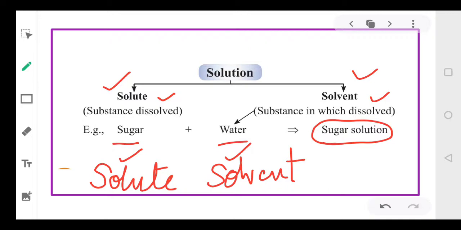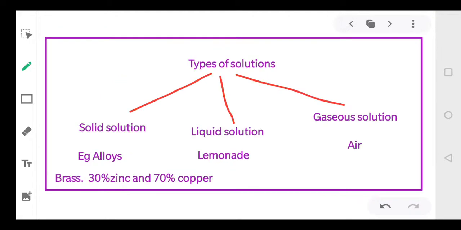I hope you understood. So what are the parts of the solution? There are two parts of the solution, solute and solvent, right? Now there are three types of solutions. We can have three types of solutions.